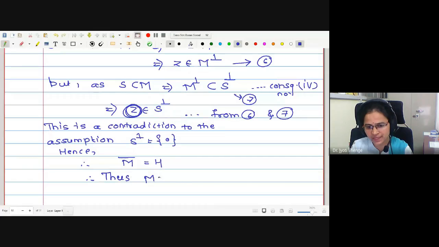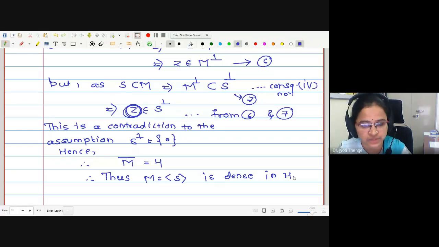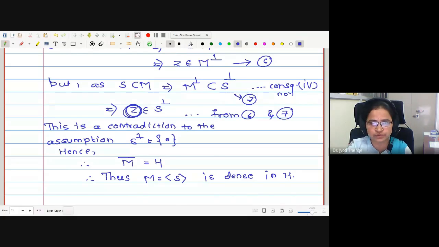Thus M, equal to the span generated by S, is dense in H. Is dense in H. Yes?